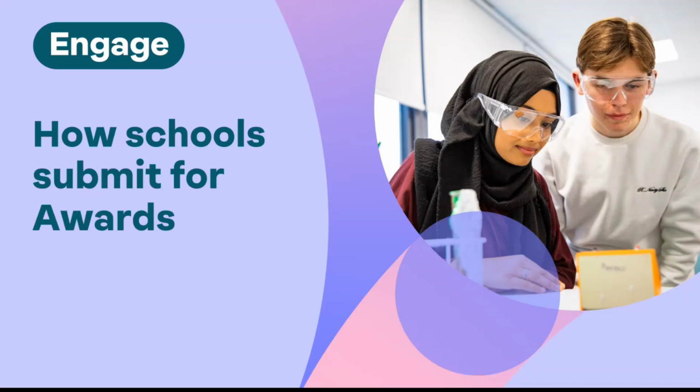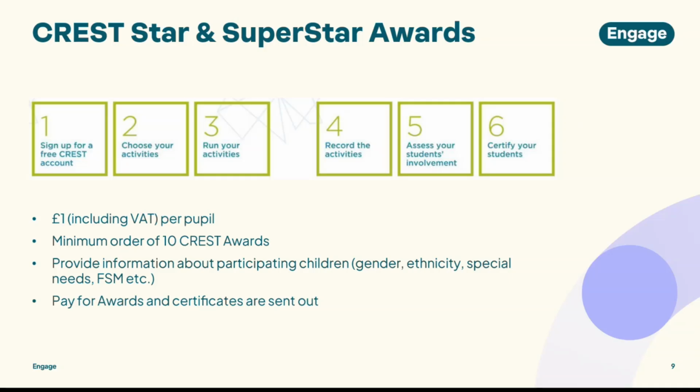Okay, so I'm just going to very, very quickly talk through the submission process, which is very, very simple. So this is not a hurdle at all for you. So as far as STAR and Superstar is concerned, you can see there that it's £1 per pupil, but you have hopefully probably had a bursary to cover the cost of that. So you sign up for your free account, which is easy to do.